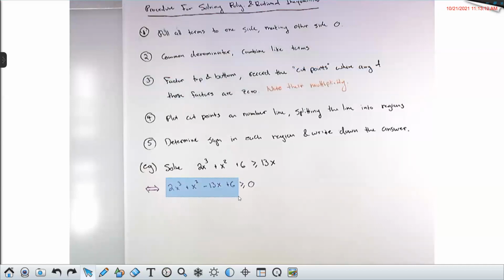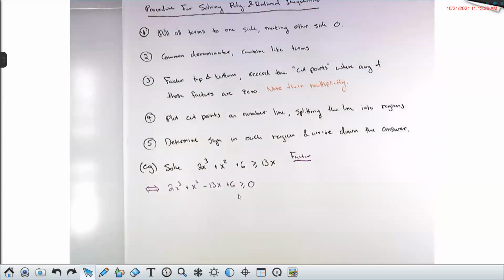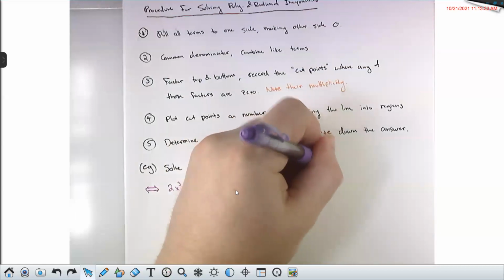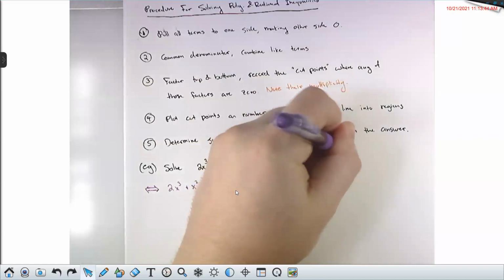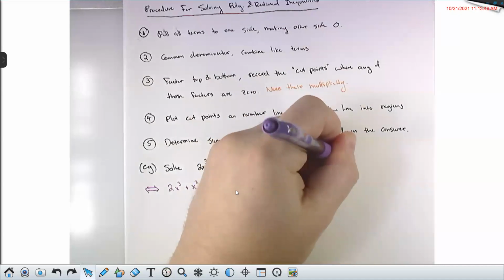So now I need to factor this polynomial. How would I factor such a polynomial? It's big, it's degree 3. What should I do? Rational roots theorem. Very good. I use my rational roots theorem. So I'm going to come up with those p's and q's. Remember, p's are divisors of 6, the constant term, and q's are divisors of 2, the lead coefficient. So the divisors of 6 are 6, 3, 2, and 1. And 2 is prime. The divisors of 2 are just 2 and 1.